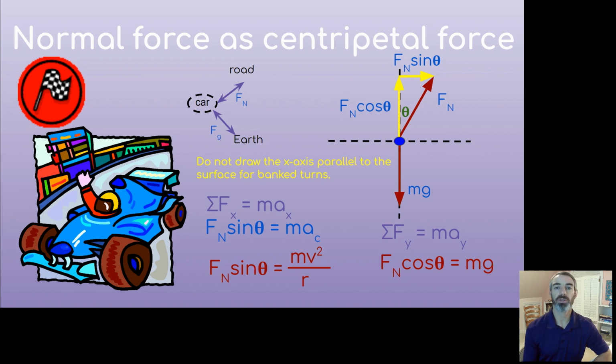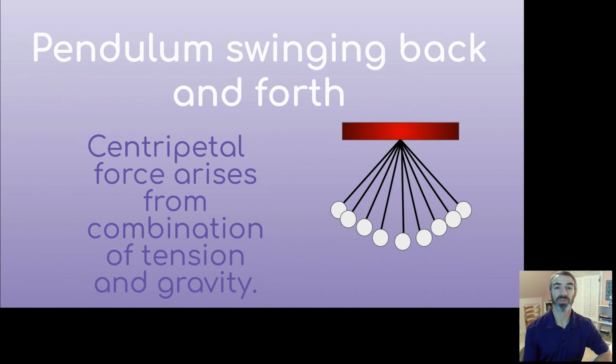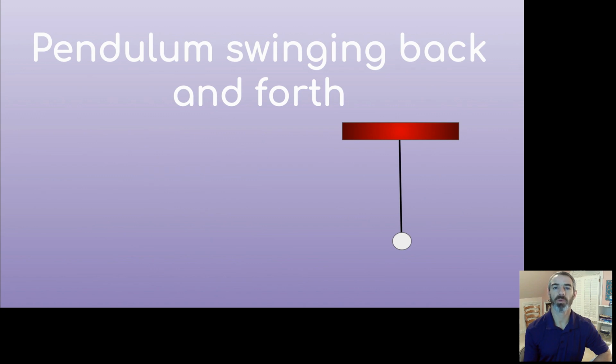So let's look at an example of a pendulum that uses centripetal force from a combination of tension and gravity. So as it swings back and forth, the point we're going to look at is when the pendulum is straight up and down. So we're going to draw our system schema. We only have two forces, a tension force and gravity. The tension force pulls up on the pendulum and gravity pulls down.